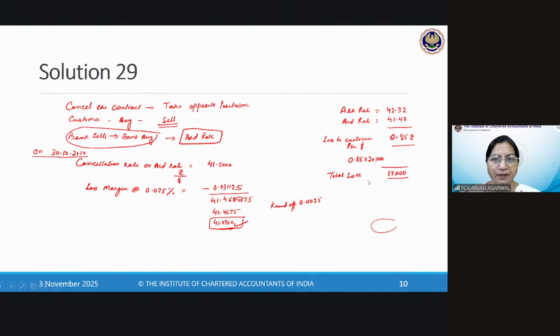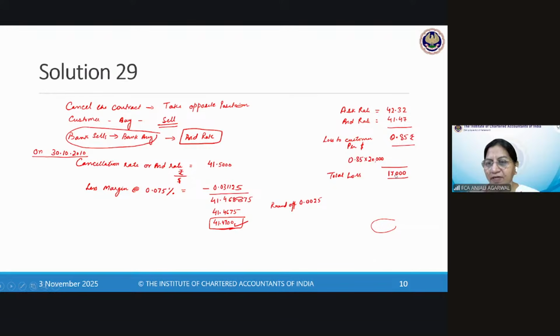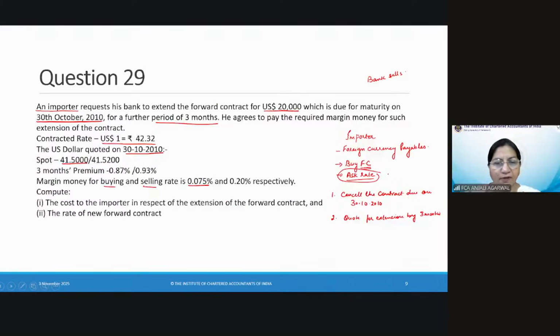Right? Next part. We have to give him a quote. So the first part, cost to the customer for extension of the contract and the rate of new forward contract. In respect of extension of the forward contract, the original contract is cancelled and the cost to the importer for this is 17,000 rupees. The rate of new forward contract. So what will happen? The customer wants to sell. Importer will sell after 3 months.